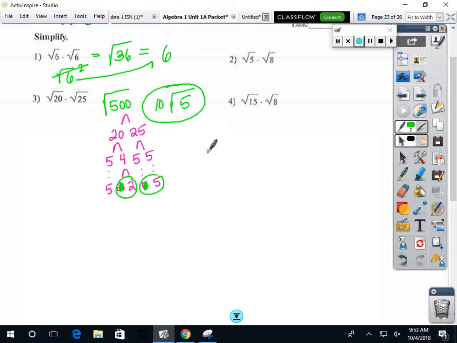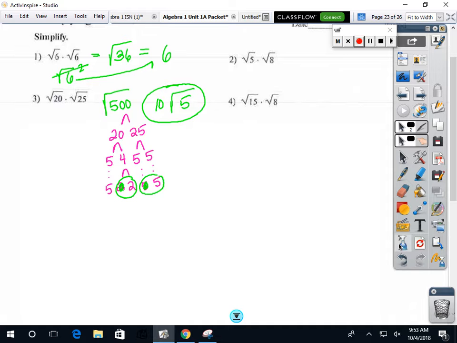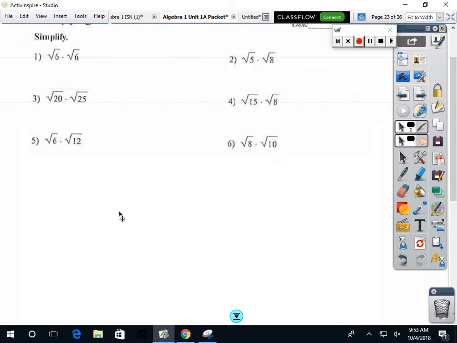All right, number 5. The square root of 6 times the square root of 12. They're both inside numbers, so they're going to stay inside, but what's 6 times 12? 72. Now we're ready to simplify. What are numbers that multiply to make 72? 6 and 12. There's other options, but those are the most obvious ones.